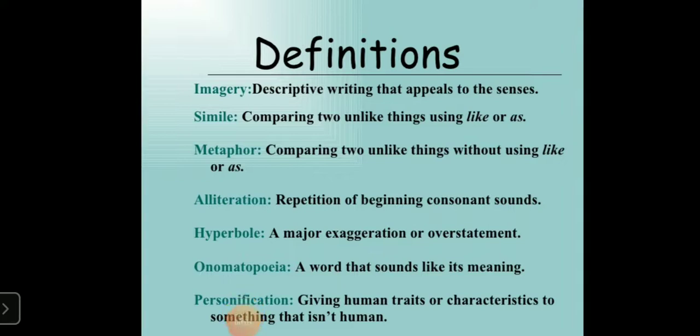Well, here are certain figures of speech which are really important for you people. In the first row we have imagery. What is imagery? Imagery is descriptive writing that appeals to the senses.